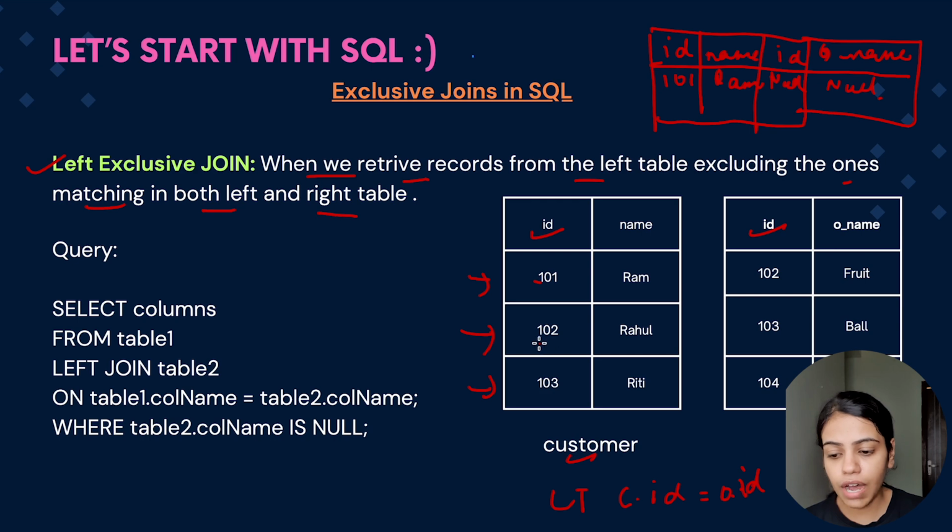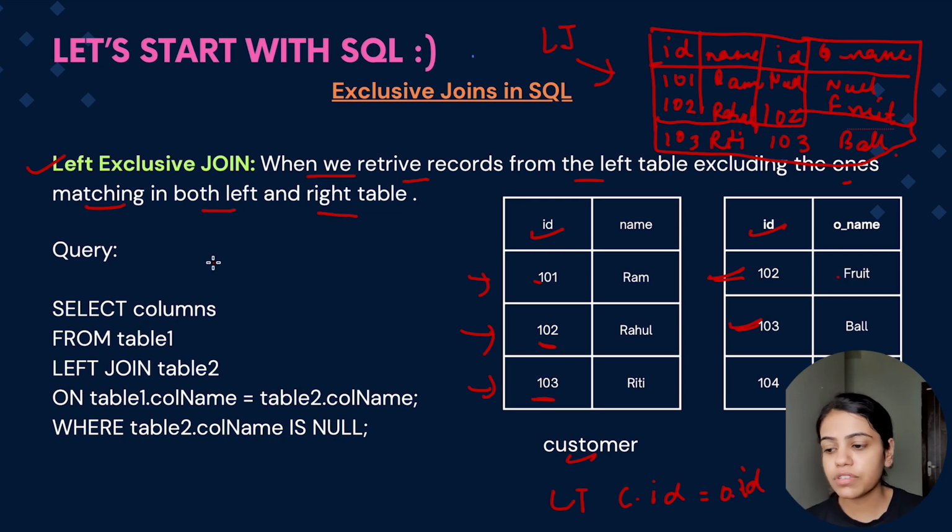Now we'll go to ID 102. Is ID 102 present here? Yes, ID 102 is present here. So we'll fill 102 Rahul, and here we'll fill 102 with fruit. Now it will go to ID 103. Is ID 103 present here? Yes, ID 103 is present here. So it will print 103 Reeti with 103 ball. So this was the result we used to get in the left join.